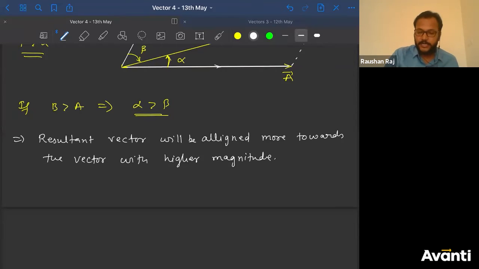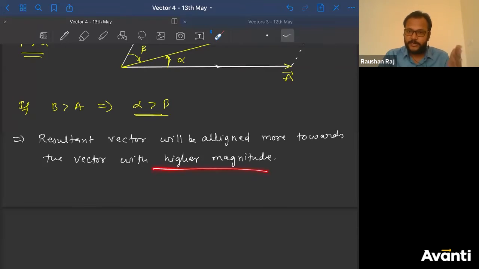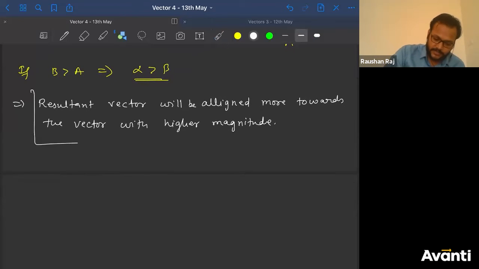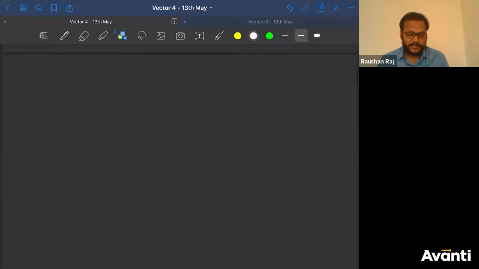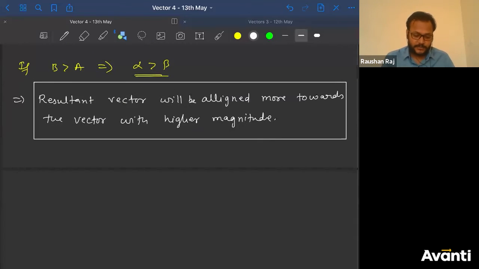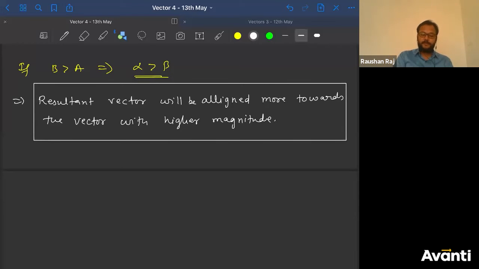This is very, very important. If vector A has the higher magnitude, what will happen? The resultant will be towards A. If B is the vector with higher magnitude, the resultant will be aligned more towards B. Accordingly, the angle made by the resultant with the vector of higher magnitude will be smaller than the angle made with the vector of smaller magnitude. Okay? Very good, sir. Remember this thing completely, it is very useful. Few options will be eliminated very easily using this conclusion. So please remember this. The resultant vector will be aligned more towards the vector with higher magnitude.